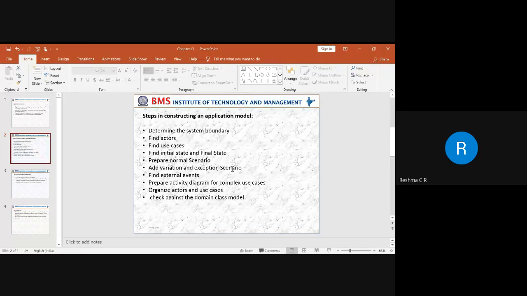When it comes to the first step, determining the boundary of the system, how do we define a boundary of the system? To what extent do I need to develop a particular application? For that, we need to determine the scope of the system. We are identifying the features of the system, and depending upon the features of the system, we are putting the boundary of the system.